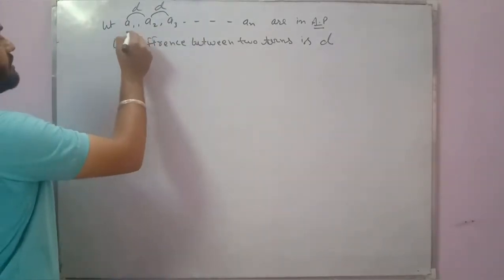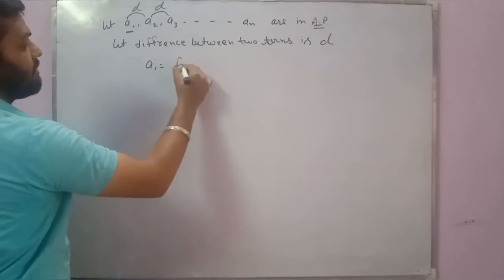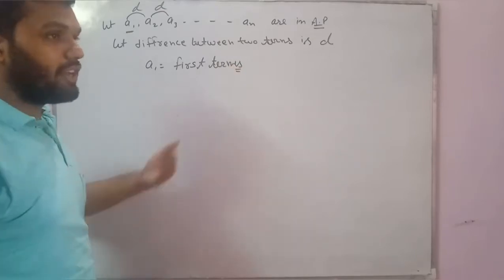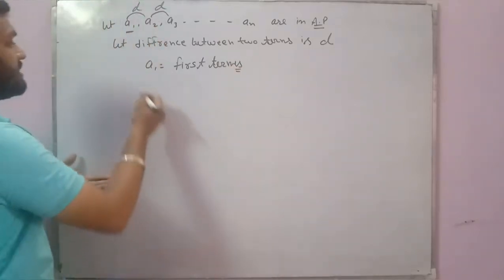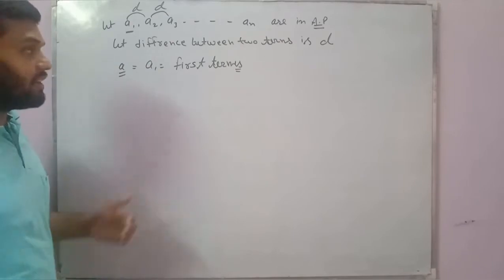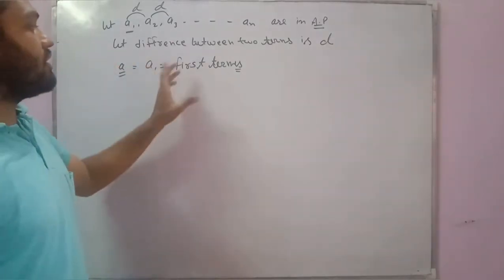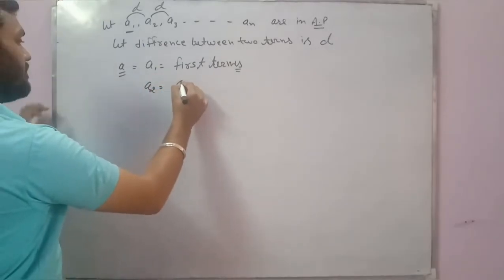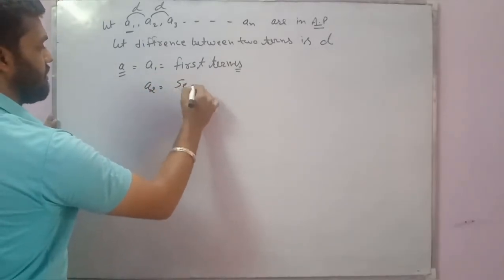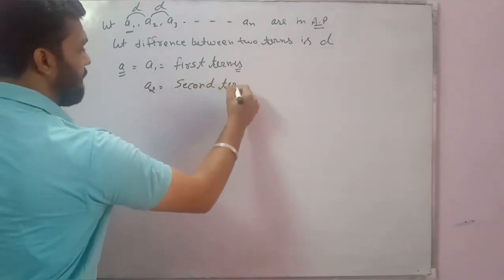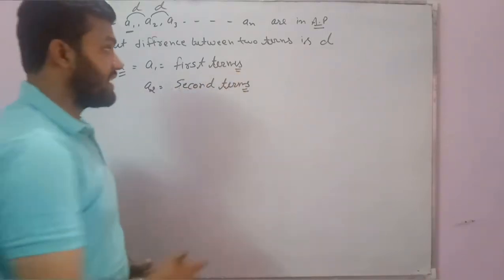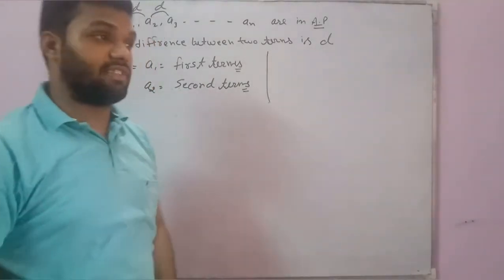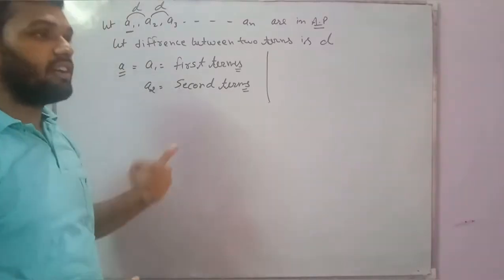Now start. A1 is the first term. First term of AP is A1, that is also called A. A1 or A is called the first term, and A2 is the second term. Here D. What is D? D is a difference. We call it common difference.